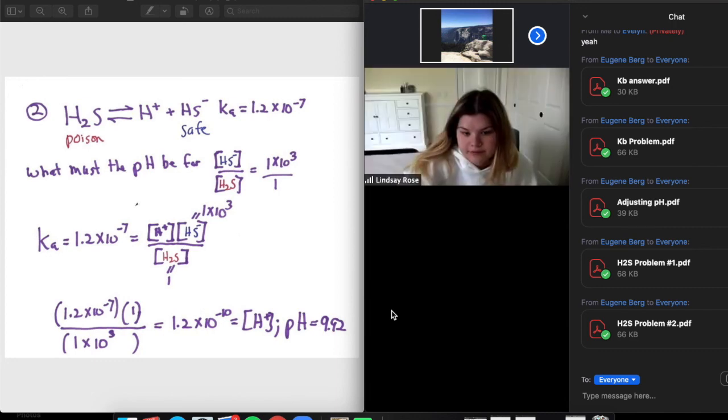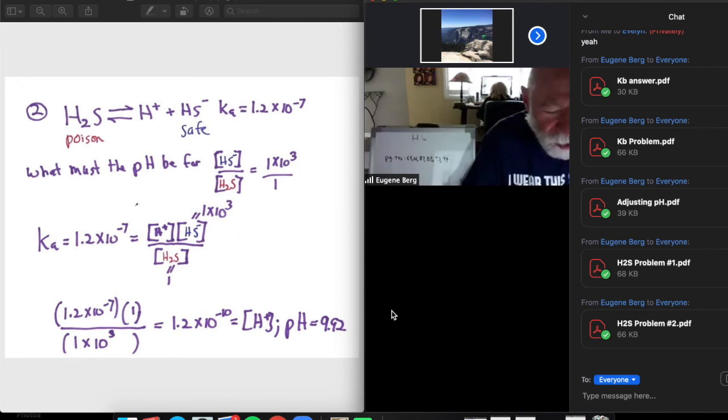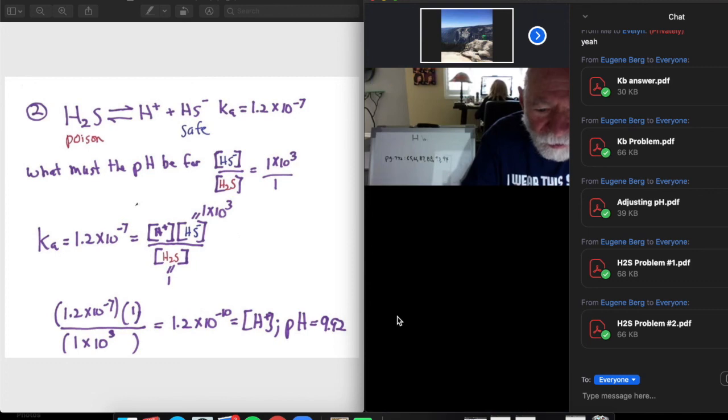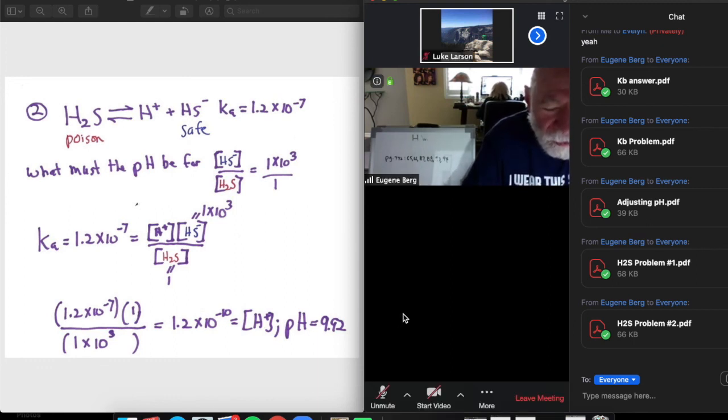Okay. So look at the line where I took the mass action expression. The K sub A equals products over reactants. Okay. Actually, this is kind of cool. So here's the product over the reactant. Can you see the yellow okay? Okay. So I plug the given in. The unknown is I solve for the hydrogen ion concentration, and therefore I can solve for pH. Any questions on it? Okay, let me hold the chart up then for those that can't see this.